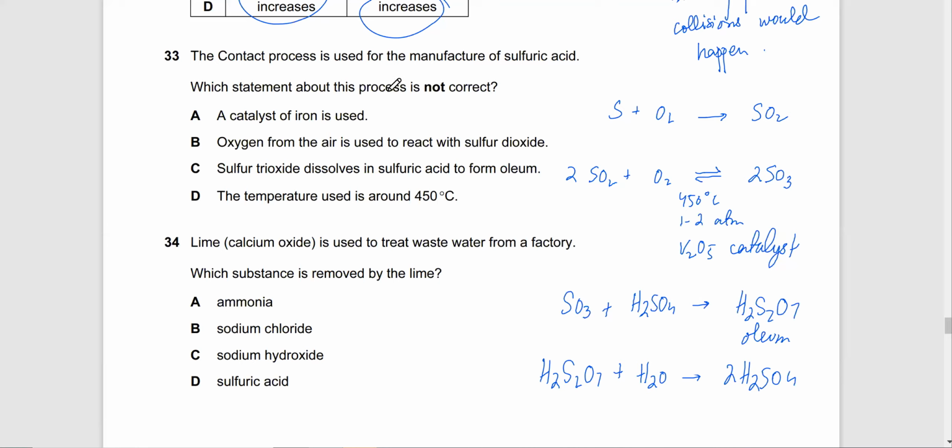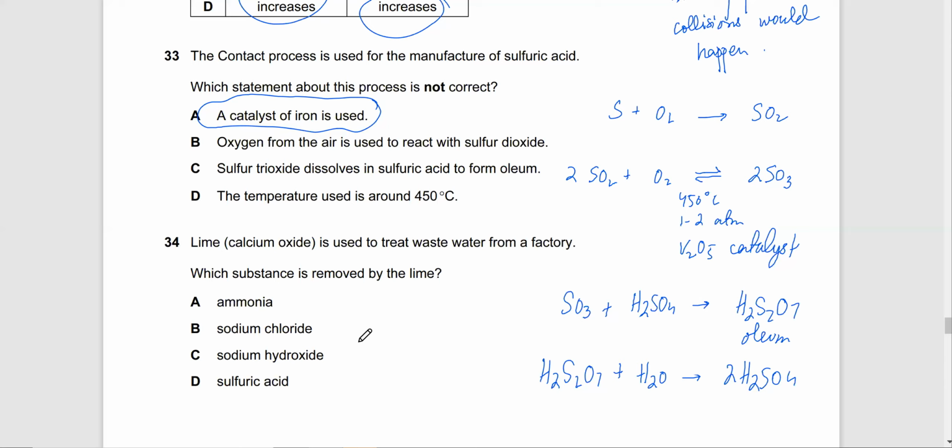So which statement of the process is not correct? Correct. A catalyst of iron is used. So ये definitely not correct है क्योंकि V2O5 is used. Oxygen from the air is, तो oxygen is from the air. Sulfur trioxide dissolves in sulfuric acid to form oleum. वो भी हम कर चुके हैं discuss. The temperature used is 450. That's obviously correct. So सिर्फ पहला वाला is incorrect.